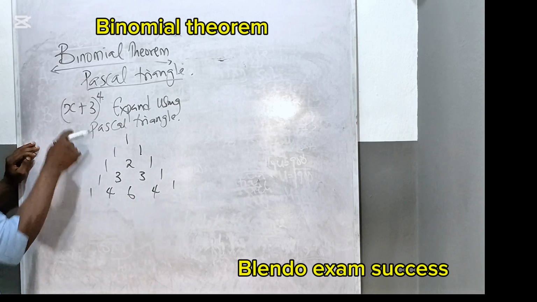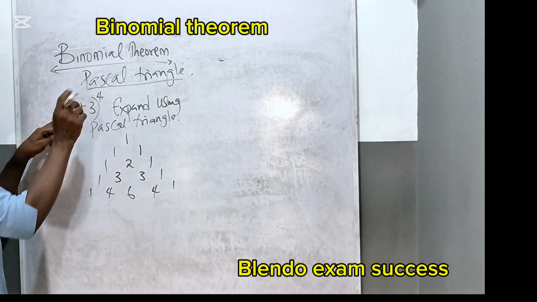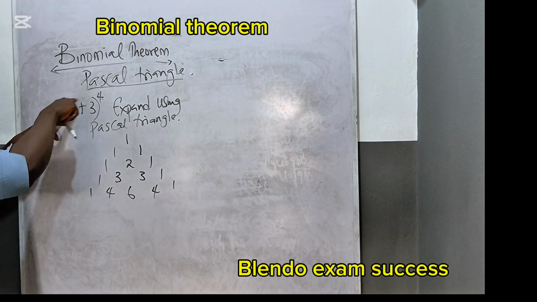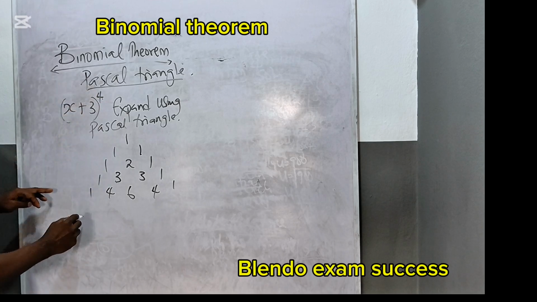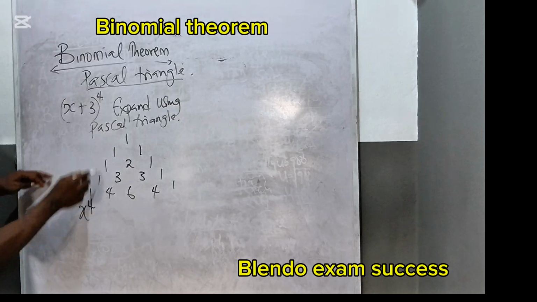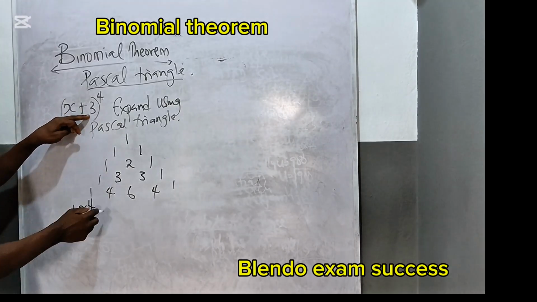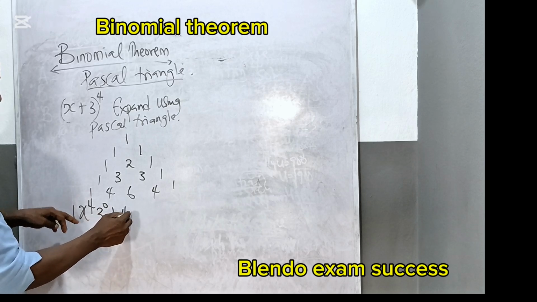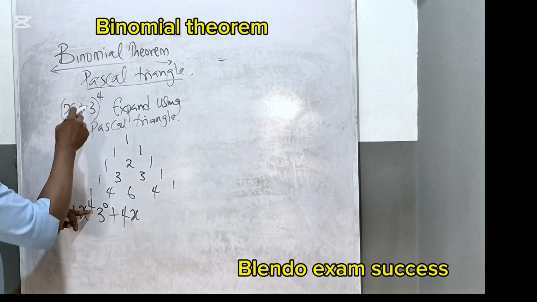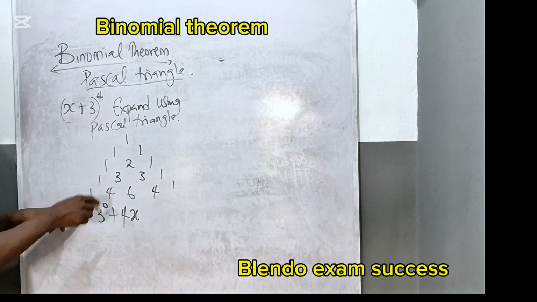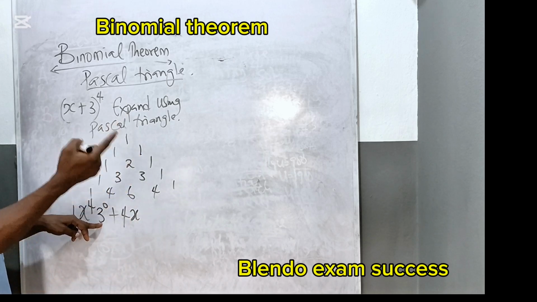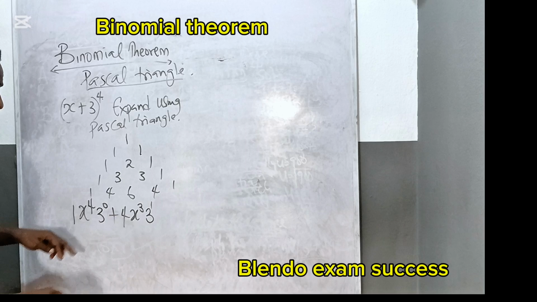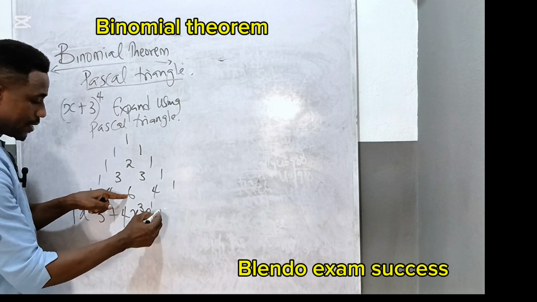So from here, we can now say x is a, while 3 is b. x is the first term here, so we take the full power of 4 for x. We write x raised to the power of 4, and the coefficient is 1, times 3 raised to the power of 0. Now 4 is the coefficient, plus 4 times x raised to the power 4 minus 1. So x will start reducing by 1 as 3 will be increasing by 1. So 4 minus 1 is 3, as 3 will be raised to the power 1.